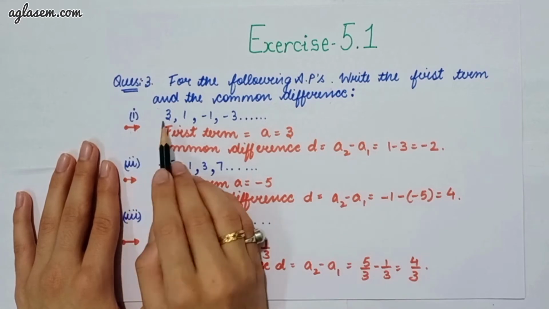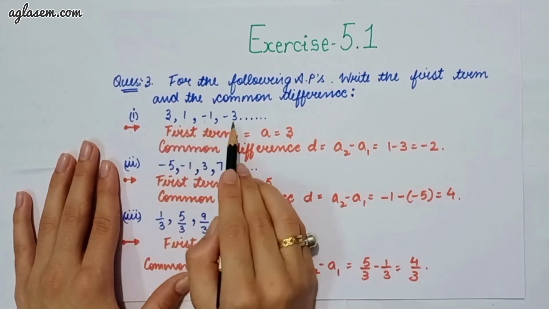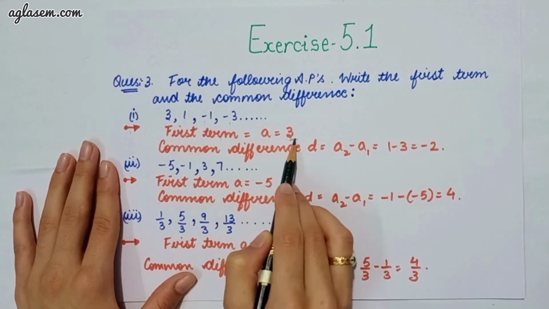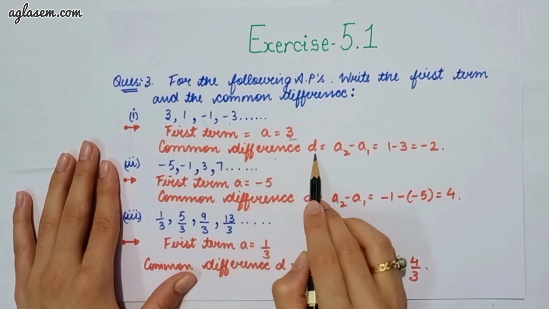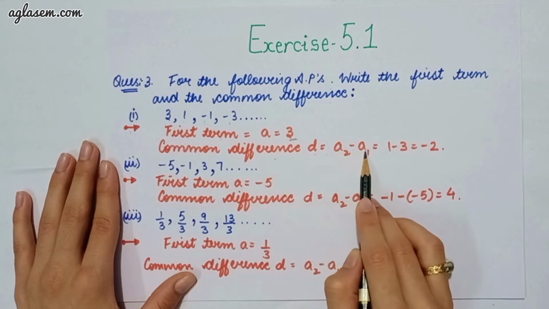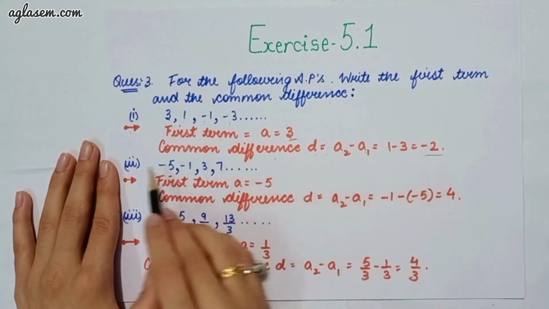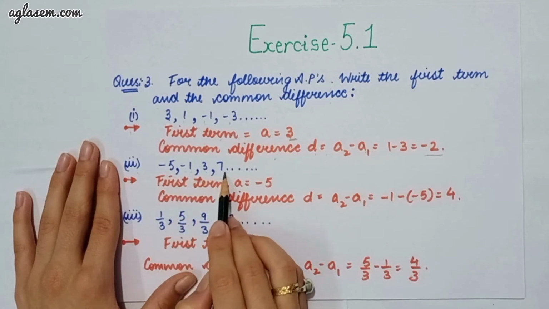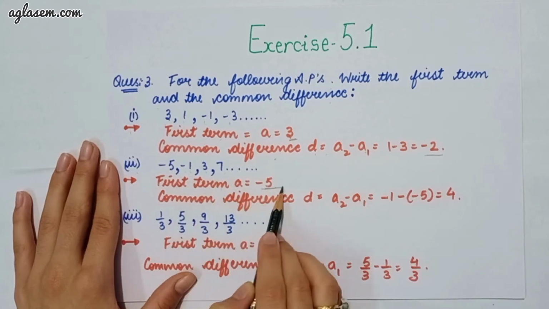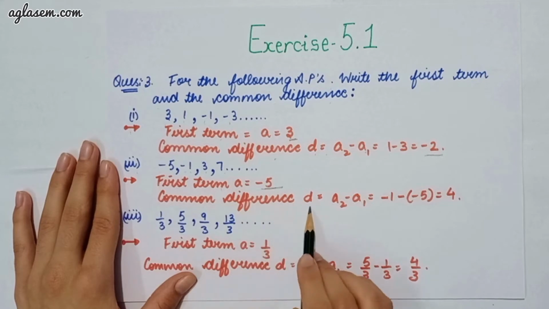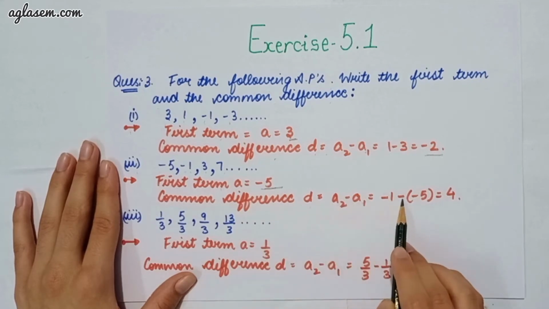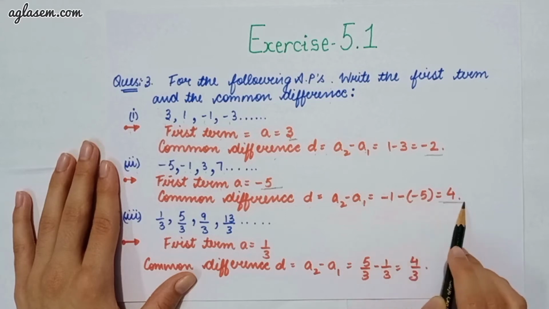First part says 3, 1, minus 3. So the first term is A, that is 3. Common difference, that is D, which is equal to A2 minus A1, that will give you minus 2. Second part says minus 5, minus 1, 3, 7. So here the first term is A, that is minus 5, and the common difference, that is D, which is equal to A2 minus A1, that is minus 1 minus of minus 5, will give you 4.